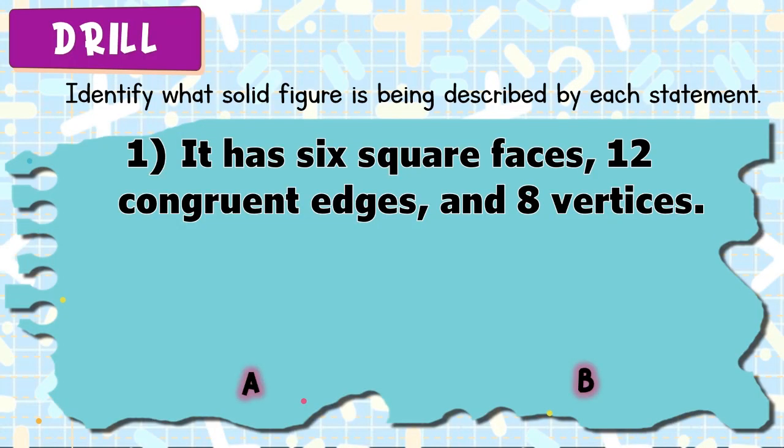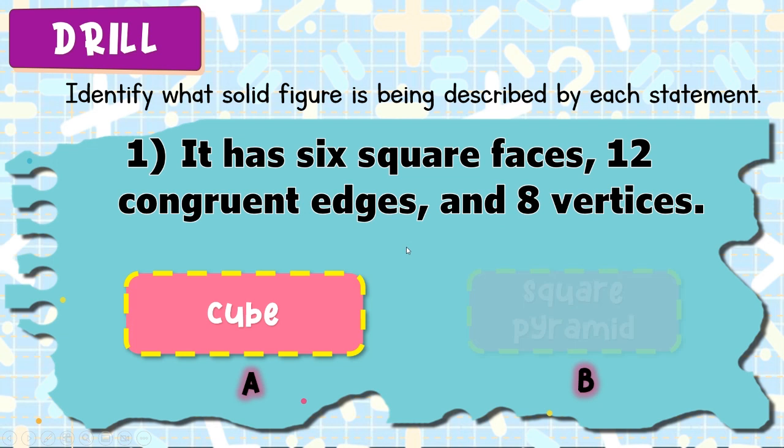So, drill. Identify the solid figures being described by each of the following statements. Question number 1. It has 6 square faces, 12 congruent edges, and 8 vertices. Is it letter A, cube, or B, square pyramid? You may comment down your answer in the comment section below. Grade 6 pupils, the correct answer is, good job, letter A.